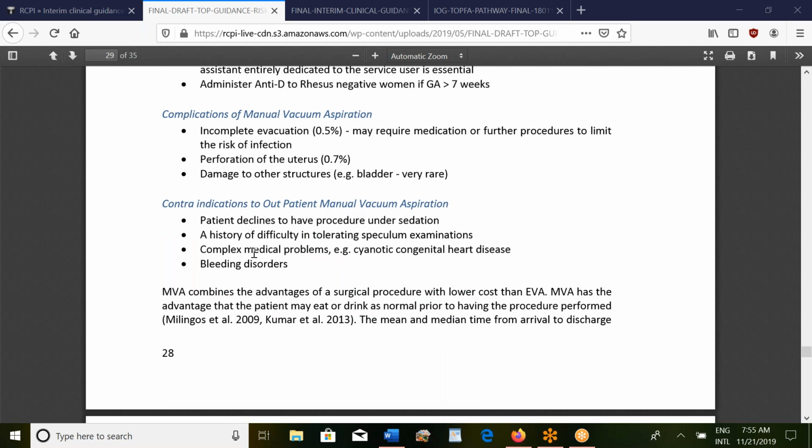Then there are certain contraindications to outpatient MVA. If your patient declines to have the procedure under sedation, or she is nulliparous and not cooperative. Sometimes nulliparous women are motivated and will accept this intervention. Then you have to see what their pain threshold is. If they have any complex medical problems, then they should be admitted. Complex medical problems like cyanotic congenital heart disease or maybe bleeding disorders.